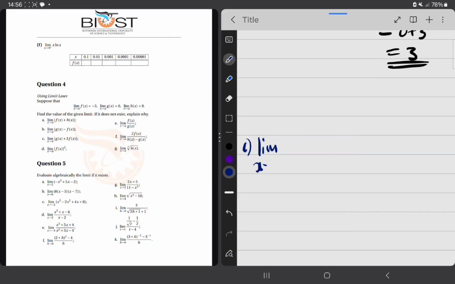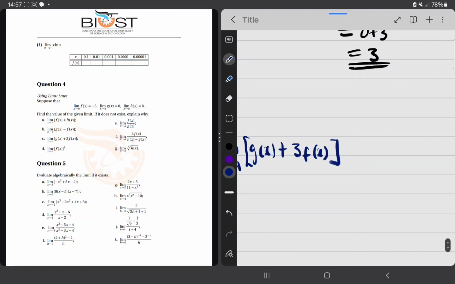The limit as x goes to a of g of x plus 3 times f of x. So it's like the limit laws. We have the one for adding, where you separate them and you take the limits of each one. When you are multiplying, you just put the number which is multiplying outside, you take the limit. And when there is a power, you take the limit, then you raise to the power after. Those are just the limit laws.